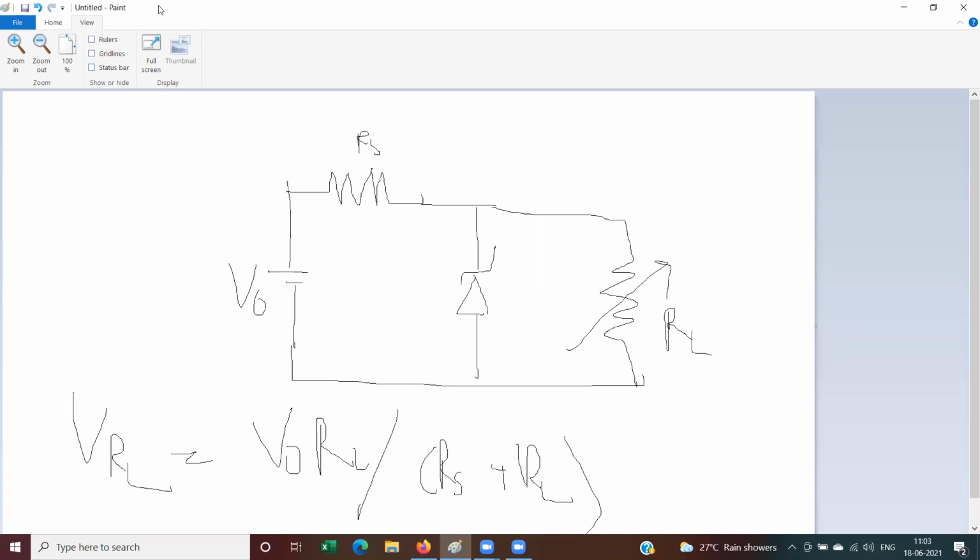Yes, sir. Okay. If RL is too low, then this V naught RL by RS plus RL would be less than VZ, that is the breakdown voltage of the diode. So the diode will not go into breakdown at all. And if your diode doesn't go into breakdown, then there would not be any voltage regulation. Agreed? If RL is too low, the diode will not go into breakdown at all, and there would not be any voltage regulation. Do you agree with it?